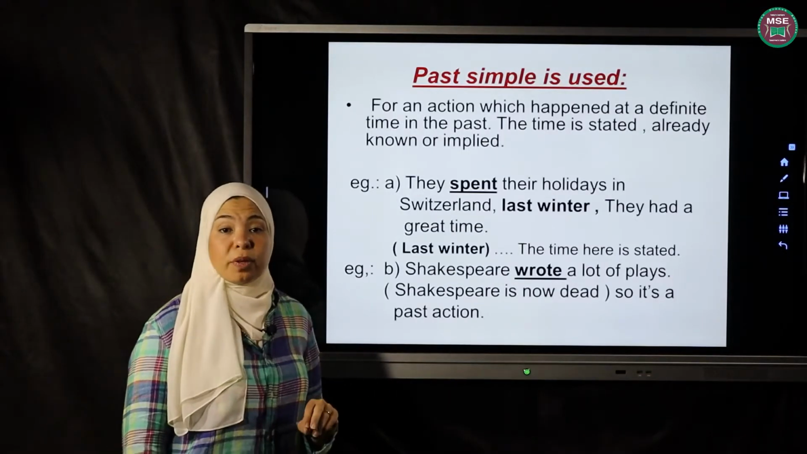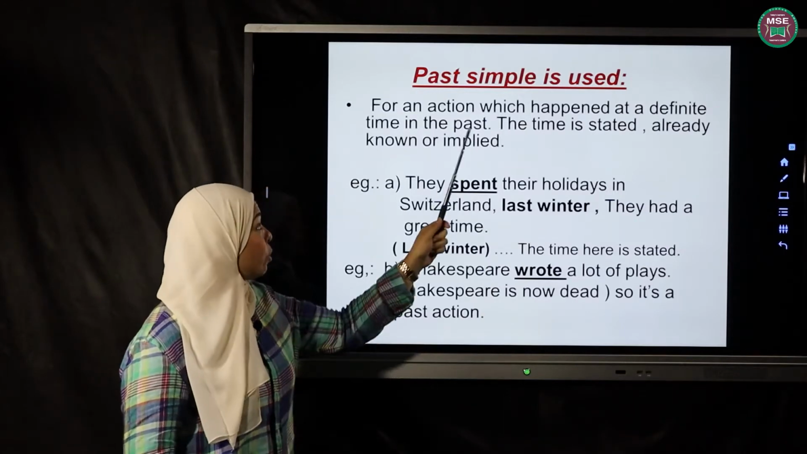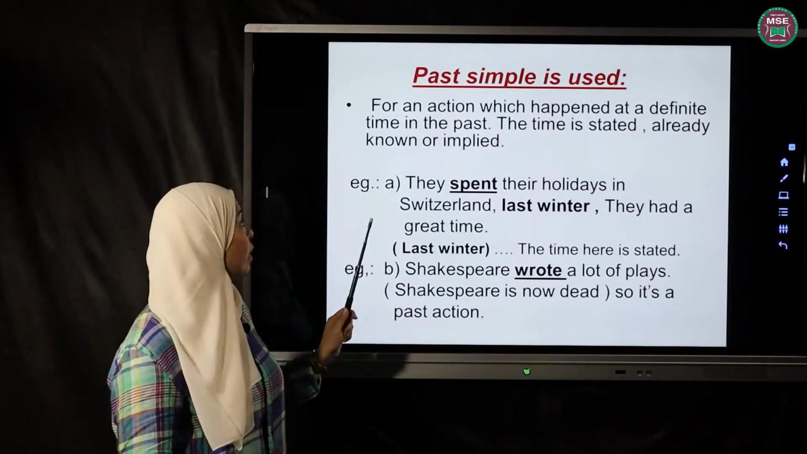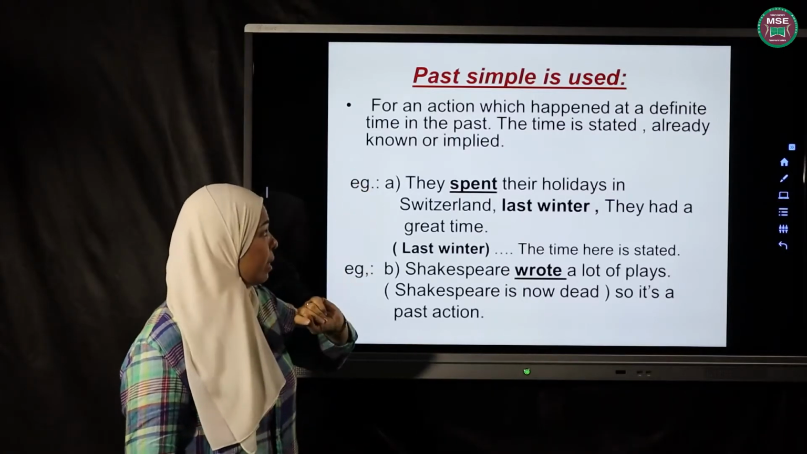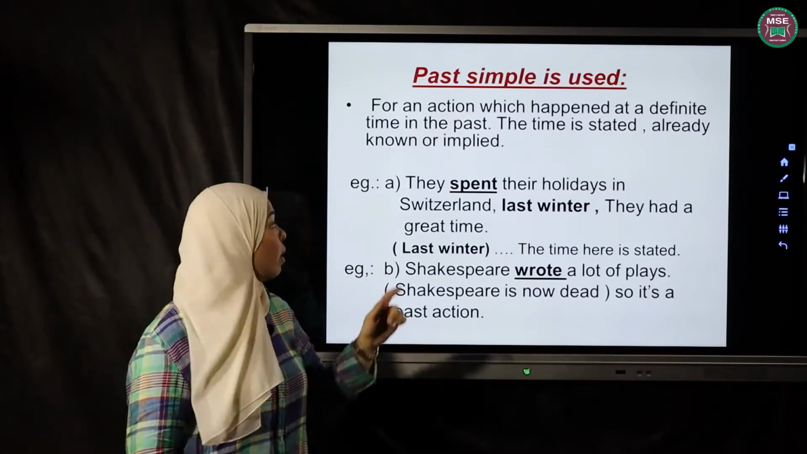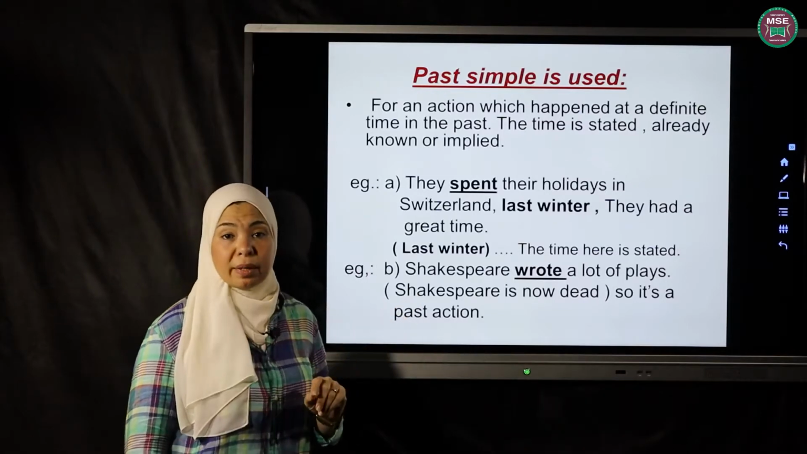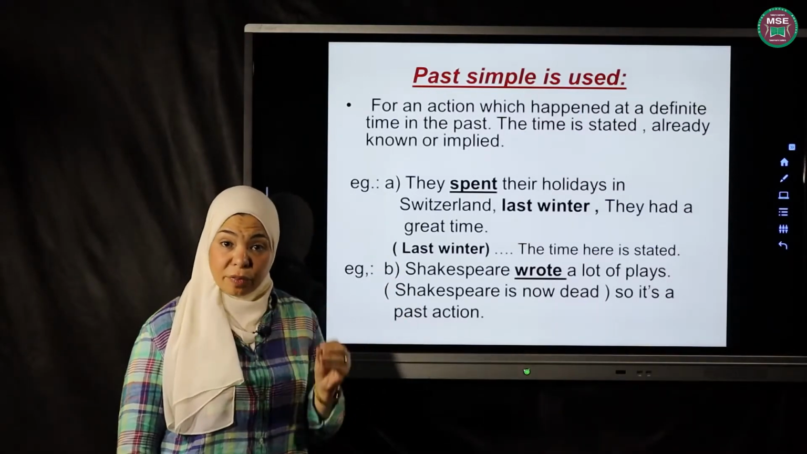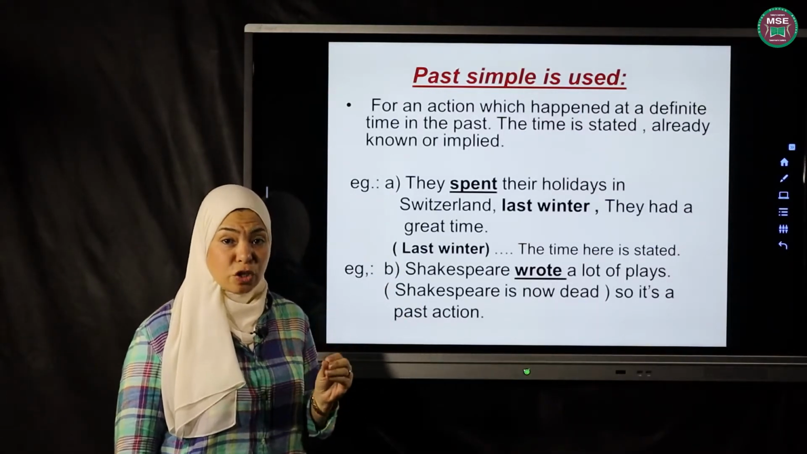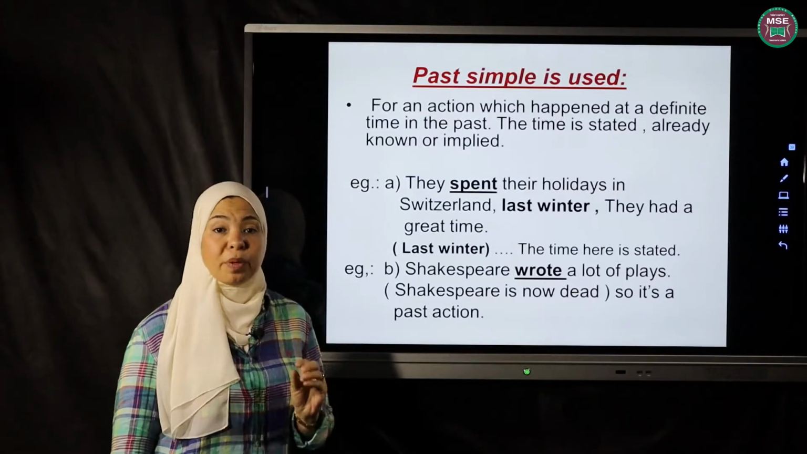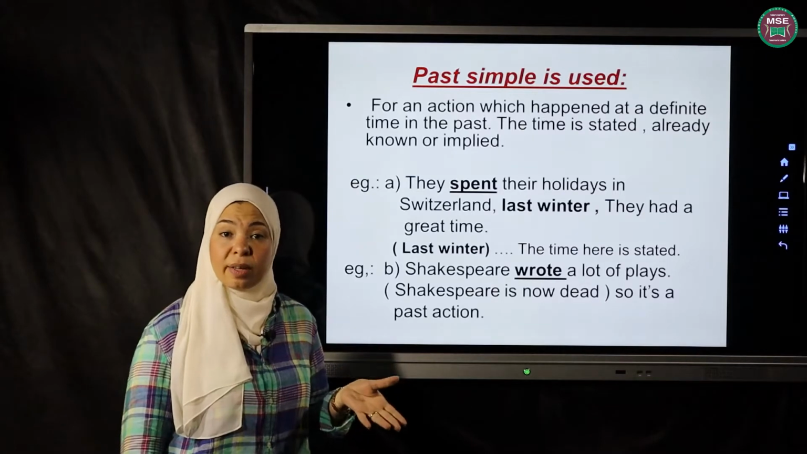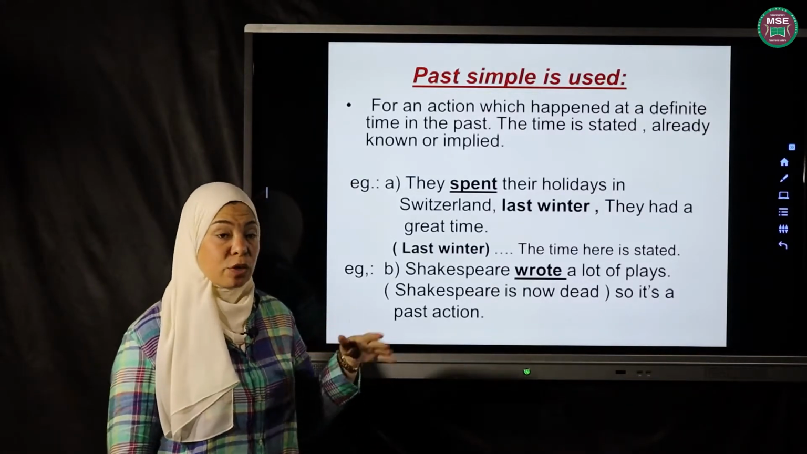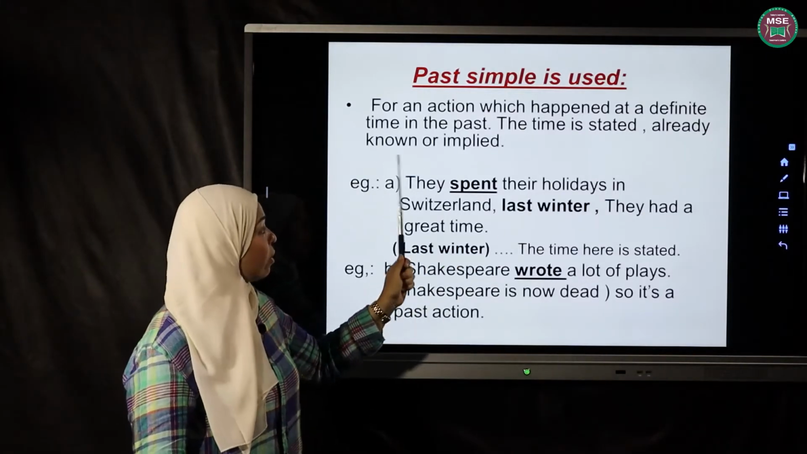The usages for the tense. The past simple is used first, first point here, for an action which happened at a definite time in the past. The time is stated, already known, or implied. When I say that it's a definite time, it means that I should mention when exactly this action happened in the past time, by using yesterday, in 1999, last year, so this means that it's a definite time in the past.